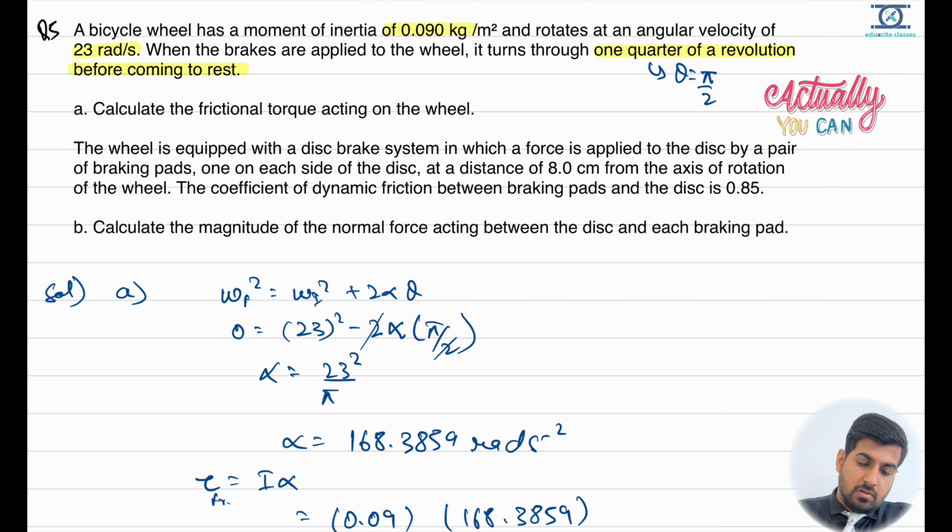Now the wheel is equipped with a disc brake in which a force is applied to a disc by a pair of braking pads, one on each side of the disc at a distance of 8 cm from the axis of rotation of the wheel. The coefficient of dynamic friction given to us is 0.85. We have to calculate the magnitude of the normal force acting between the disc and each braking pad. Now if you look at the pad, the braking will be applied on both sides. So this torque which we have calculated will be distributed over the two parts.